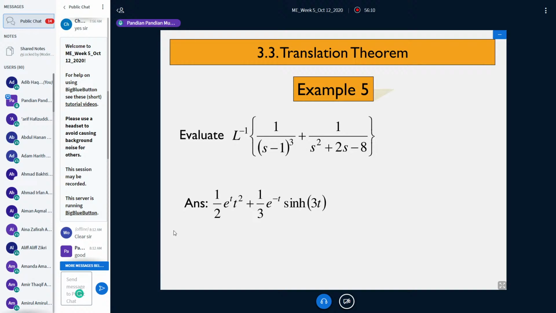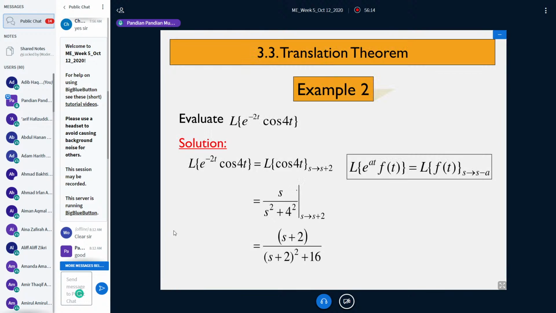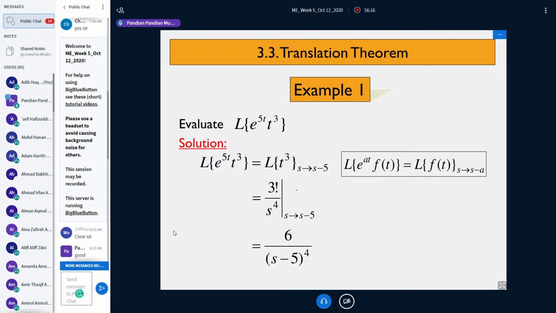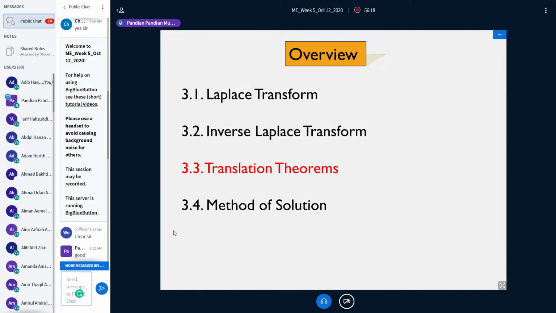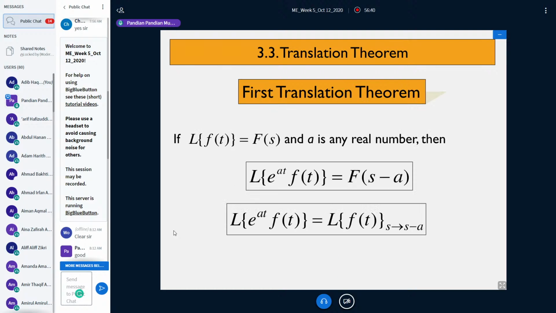To summarize this, if you go back to inverse Laplace, this comes under inverse Laplace, right? There are a few questions here. Translation theorem, yeah. Later I will show you the method of solution and some extra examples, but the slides will not be uploaded. You have to take notes and then see. I can summarize this translation theorem for you.